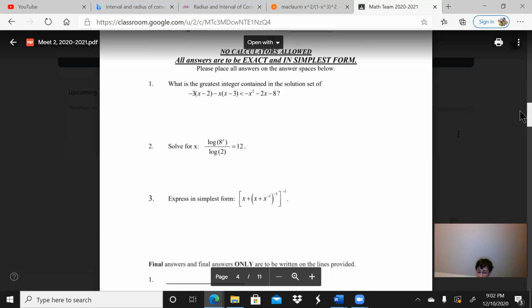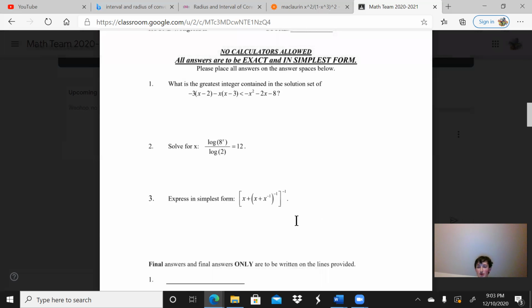I know for a fact on the acceptable answers form that they don't care if you factor it now. I know when they had a problem very similar to this one, I think it was Meet 3 2018, and you had to actually factor it, I think. If you left it in expanded form, they marked it wrong, even though it couldn't be simplified. So, oh well.